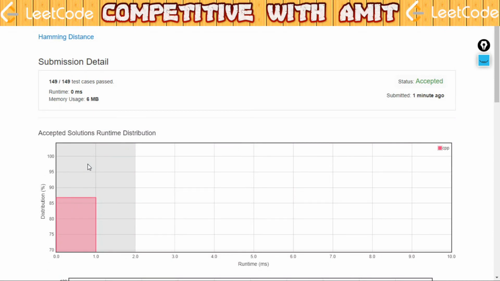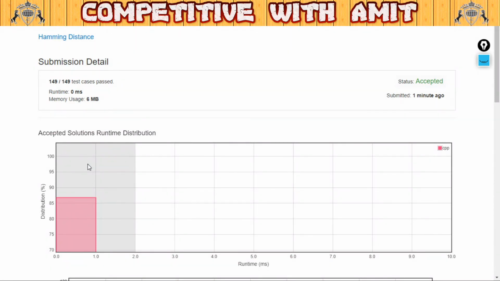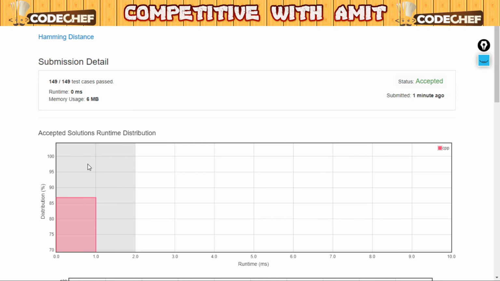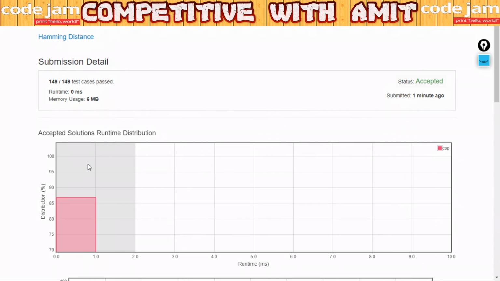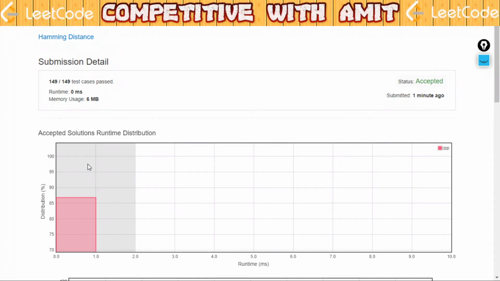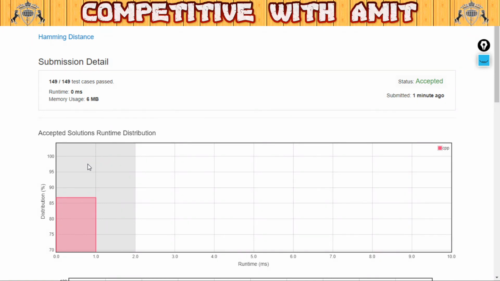So I prefer the previous one, because in that we just have to find the XOR and then count the number of bits, whereas in this we have to go through every bit, and then compare whether both are different or not. If both are different, then we count it in the answer. If both are not different, then it will not be counted.